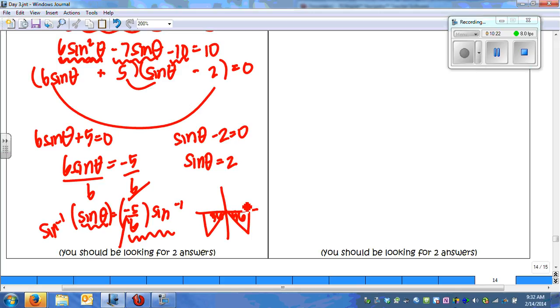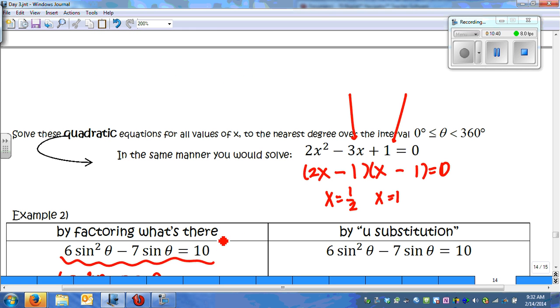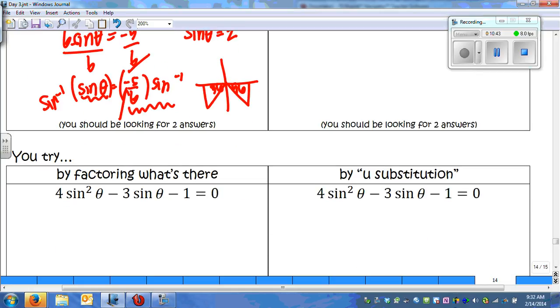Our final answers for this question are whatever 180 plus 56 and 360 minus 56 are. Those angles are the answers that live in quadrants 3 and 4. 180 plus 56 is 236. And 360 minus 56 is 304.